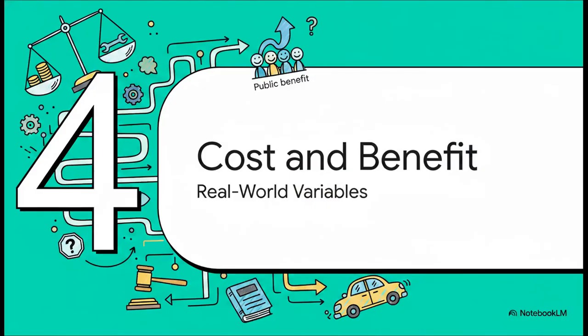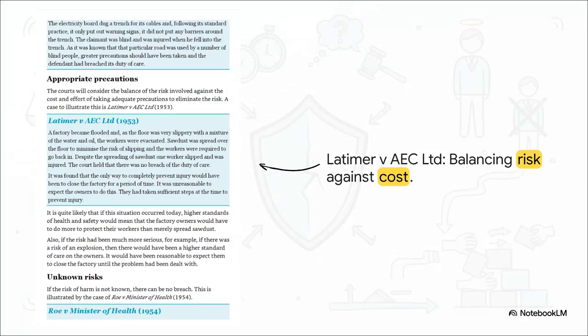That brings us to Area 4, balancing cost and benefit. The real-world variables. We have to ask if the massive cost of preventing an accident actually outweighs the public benefit of whatever you're doing, because the law has to be practical. You can really see this pragmatism in the 1953 Latimer case.